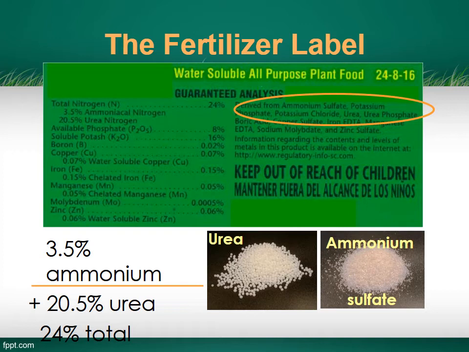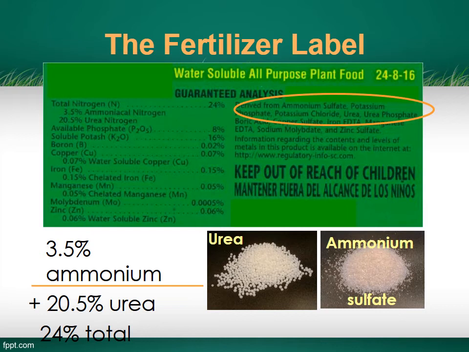So every fertilizer label by law has to have the different ingredients that the nutrients the fertilizer was made from. In this example here, we have ammonium sulfate. That's a form of nitrogen. Potassium phosphate, obviously that contains potassium and phosphorus. Potassium chloride, that contains potassium and chlorine. Urea and urea phosphate are forms of nitrogen, and on and on.